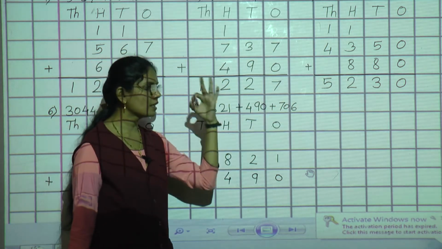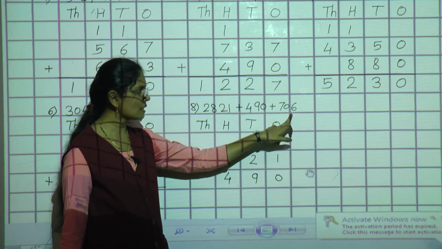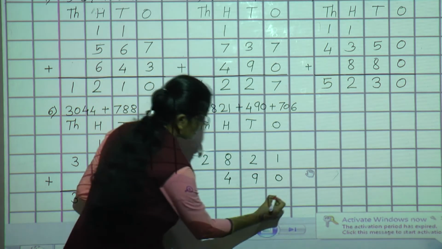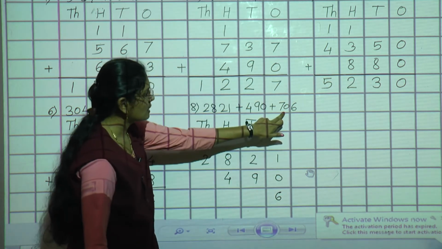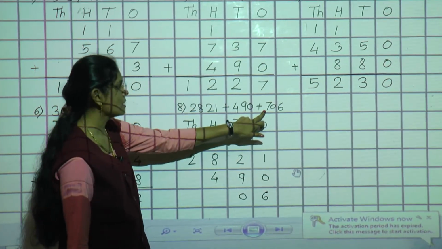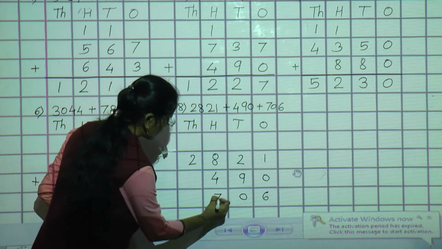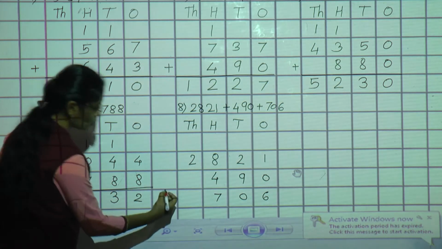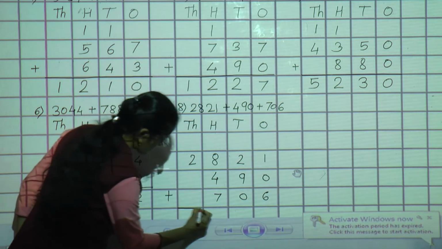Now see the third one. This is also a 3-digit number. Start from the ones place. At ones place 6 is there. See, the tens place 0 is there, so we will put 0, and at hundreds place 7 is there, so we will write 7. Now we have to do the addition, so we will give the plus sign.